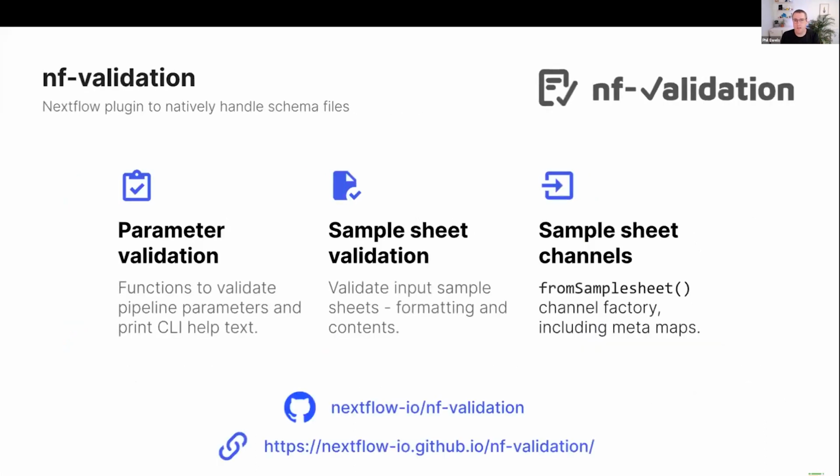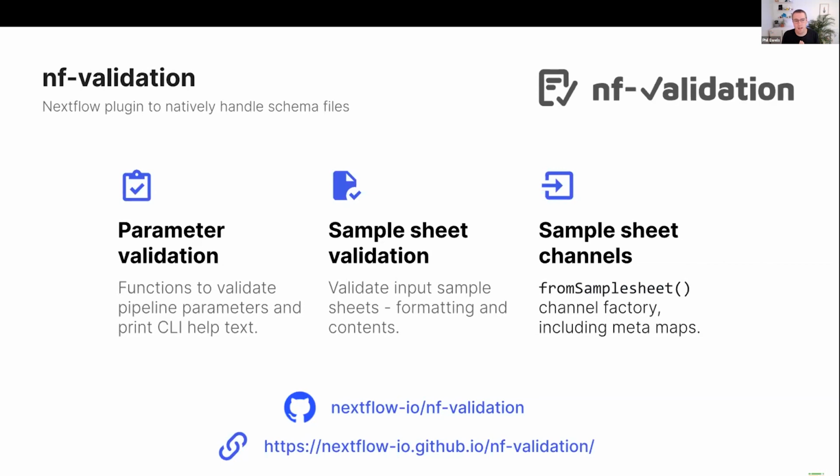I wanted to draw your attention to a little spin out from the NF Core community, a new Nextflow plugin which we've just released recently called NF Validation. This has come from code which was originally written into the NF Core pipeline template. We've taken that out, polished it up a little bit and put it into a Nextflow plugin to make it easier for other people to use outside of the NF Core framework.